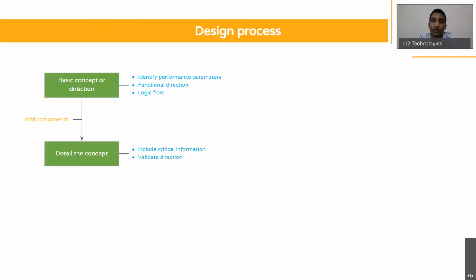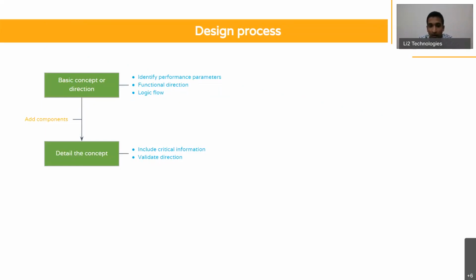Then once you have a basic, say a block diagram or anything like that, and you know what the critical parameters are, you start adding to it. You start adding the actual components. So maybe from just saying, okay, current needs to be transmitted from point A to point B, you start saying what will you use to make sure that current is transmitted. Or if you have to move from point A to point B, you start adding, okay, I need this gear, I need that gear, or whatever. So you start adding components to it and you start detailing the concept.